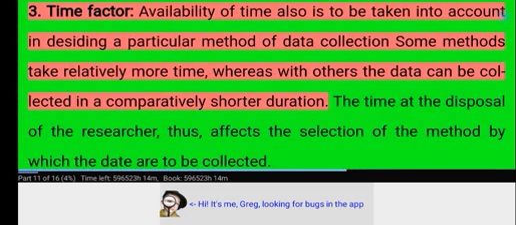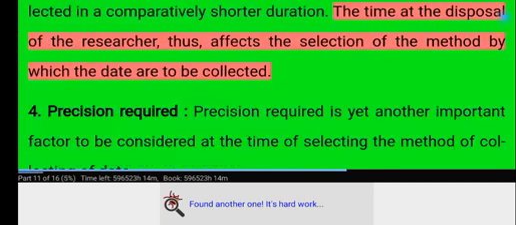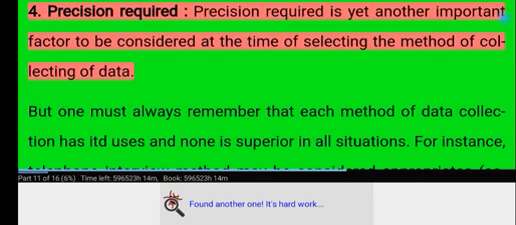3. Time factor. Availability of time also is to be taken into account in deciding a particular method of data collection. Some methods take relatively more time, whereas with others the data can be collected in a comparatively shorter duration. The time at the disposal of the researcher, thus, affects the selection of the method by which the data are to be collected. 4. Precision required.